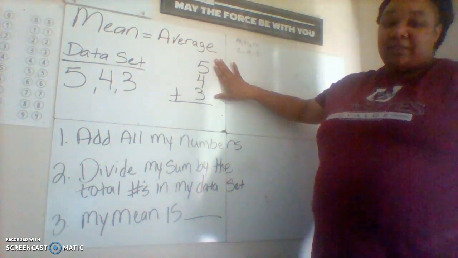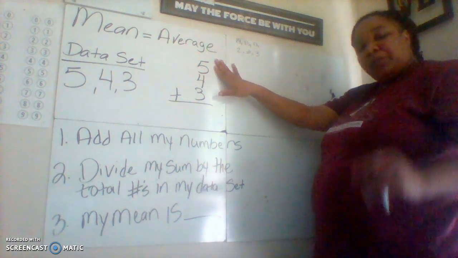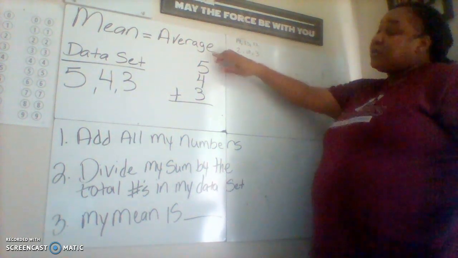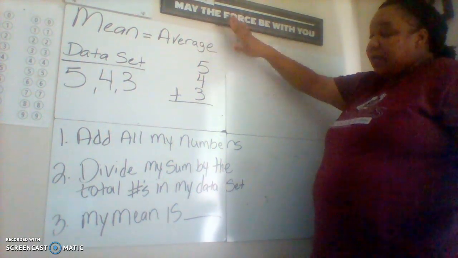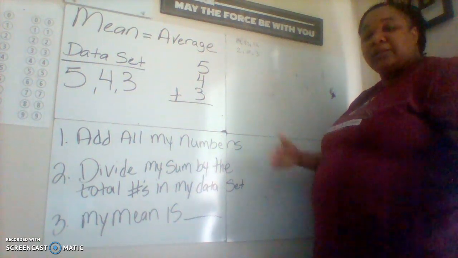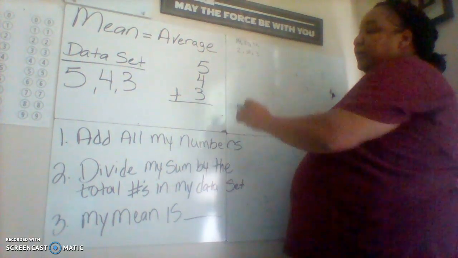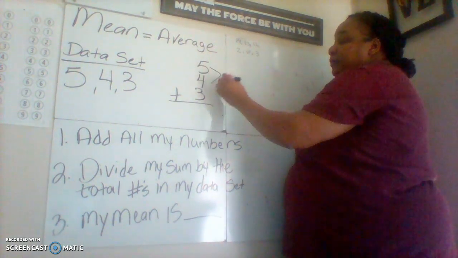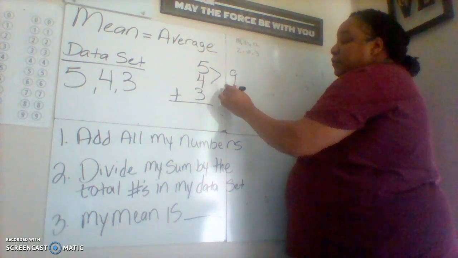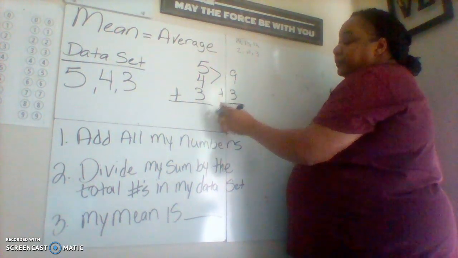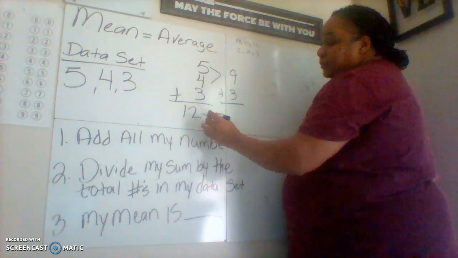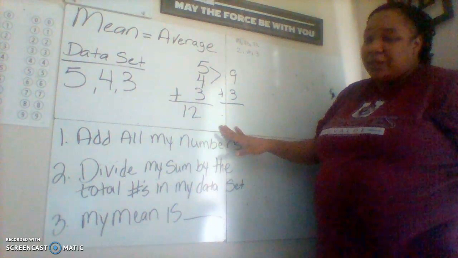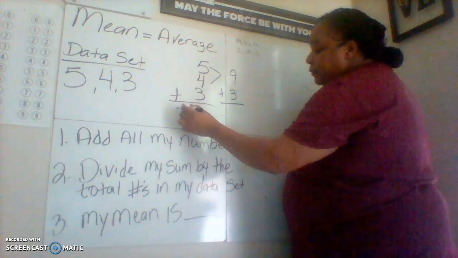So right here, I have it set up for you. We're going to add them. So get your scratch paper out so you can be able to solve your problems along with me, okay? So I take 5, 4, and 3. And I'm just going to set them up just like a regular addition problem. Okay, and I'm going to say 5 plus 4 is 9. 9, and 9 plus 3 is what? 12. So my number, when I added all my numbers together in my data set, I got 12.